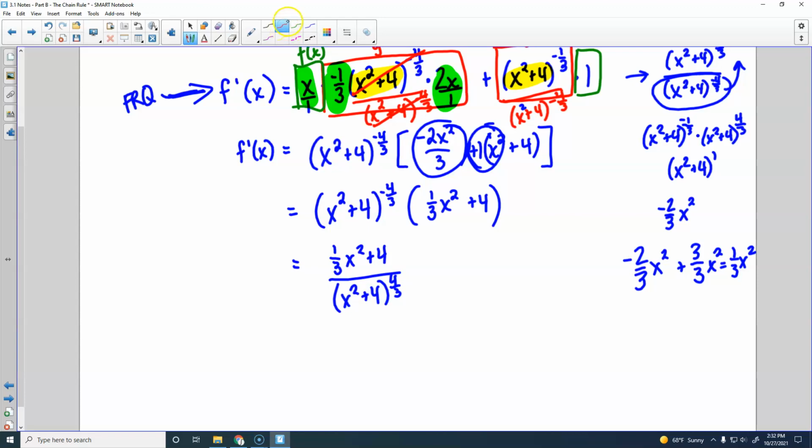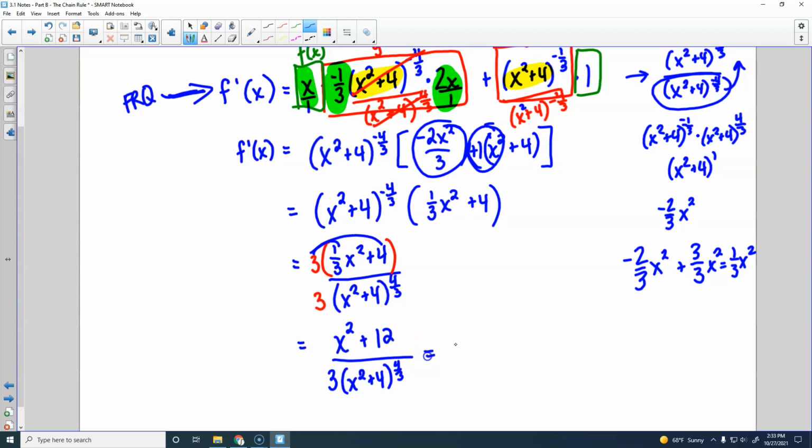So Daniel says I should multiply everything by 3. You can't quite just put the 3 on the bottom because of that plus 4 over there. If it was just a 1/3 x squared, you could just move the 3 to the bottom. So I'm going to multiply the top by 3 which will give me x squared plus 12. And on the bottom, I'm just going to leave that factored out. 3 times x squared plus 4 to the 4/3.